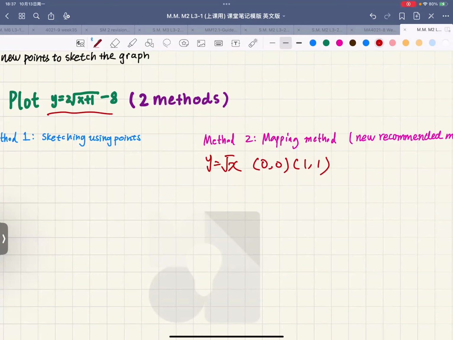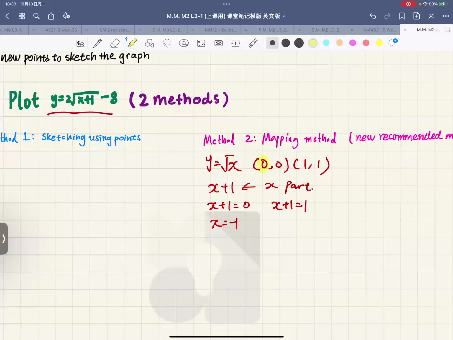Okay, now let's think about what we have here. So for the x part, we have x plus 1. That's for the x part. So x plus 1 is equal to 0, x equal to -1. And x plus 1 is equal to 1, x equal to 0. Basically we substitute these numbers.